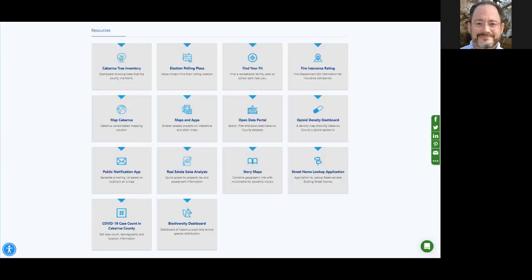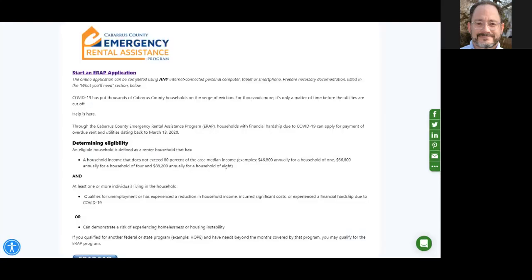And so what that leads to is this screenshot of some of the applications that Cabarrus County has put out to the public. I'd like to review a few of them that are important. First of all, this is their emergency rental assistance program. They're going to be distributing over $10 million. And this is a critical app that supports the program that allows people to apply online.